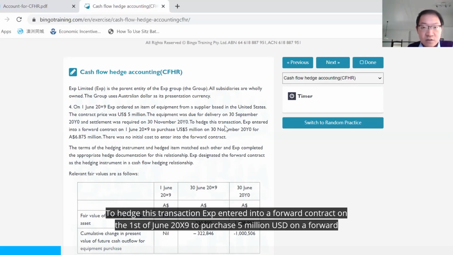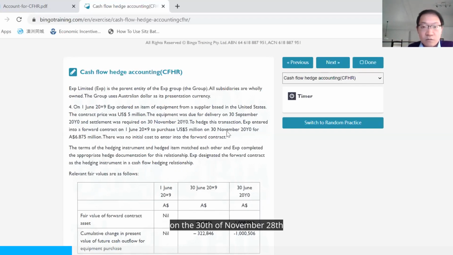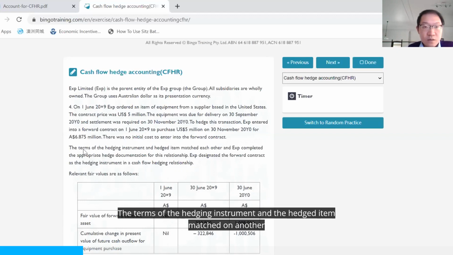To hedge this transaction, EXP entered into a forward contract on the 1st of June 20X9 to purchase $5 million USD on a forward basis on the 30th of November 20Y0 for 6.875 million Australian dollars. There was no initial cost to enter into the forward contract. The terms of the hedging instrument and the hedged item matched one another, and EXP completed the appropriate hedge documentation for this relationship. EXP designated the forward contract as the hedging instrument in a cash flow hedge relationship.